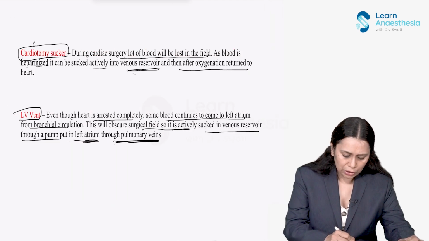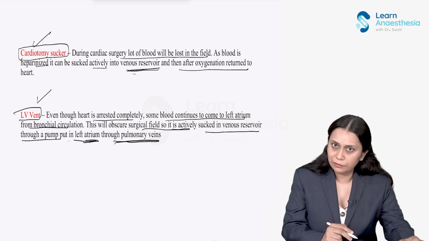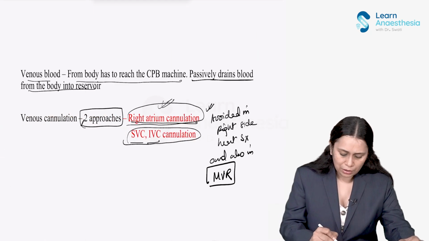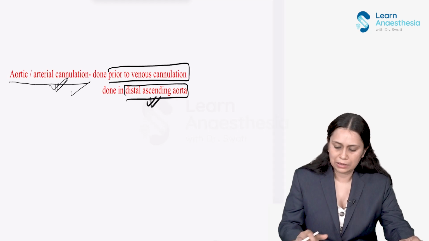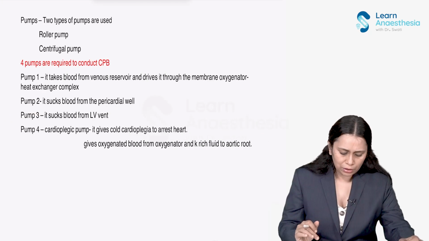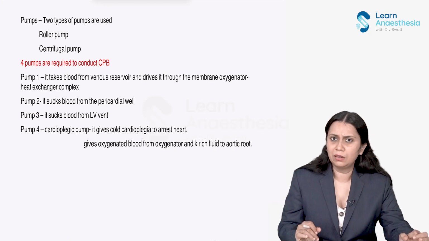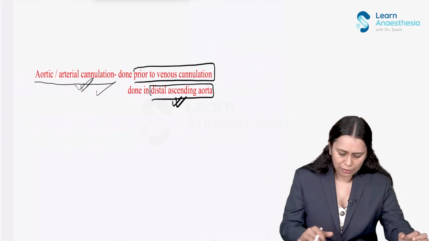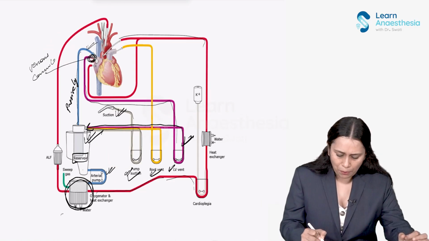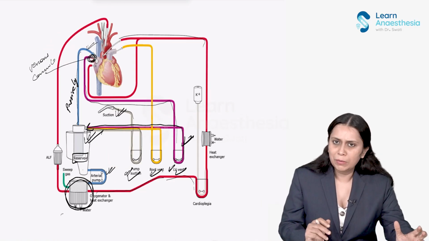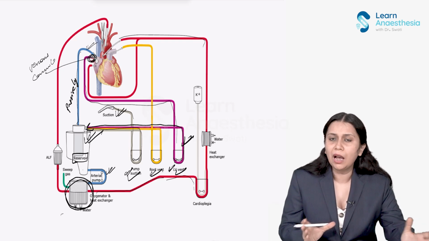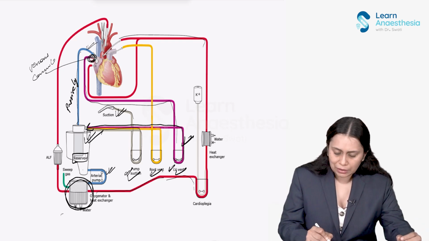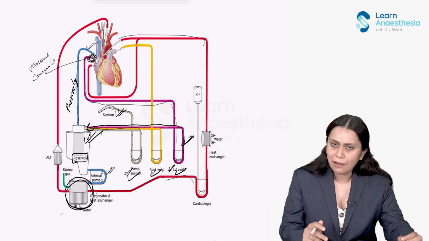So we talked about the cardiotomy sucker and the LV vent. We talked about the venous cannulation and the arterial cannulation. Now let us talk about some important pumps. I showed you in the image, these are the pumps which will make the blood move from one place to another. Normally in the body, the heart does it. Here, the function of the heart is taken over by the pump.